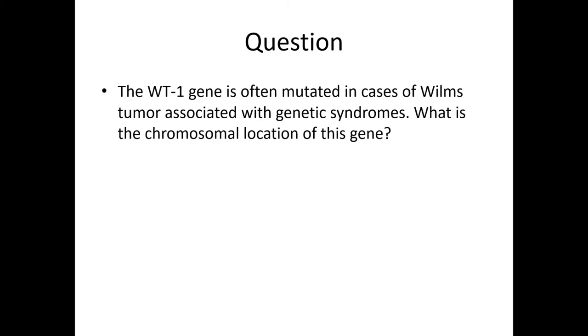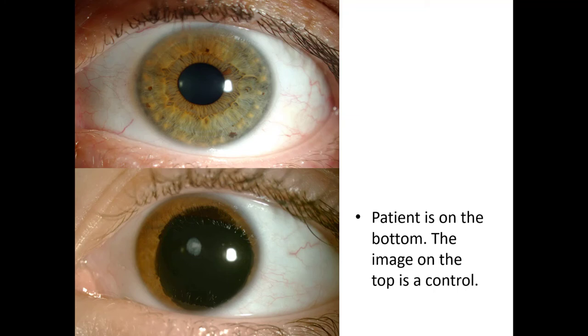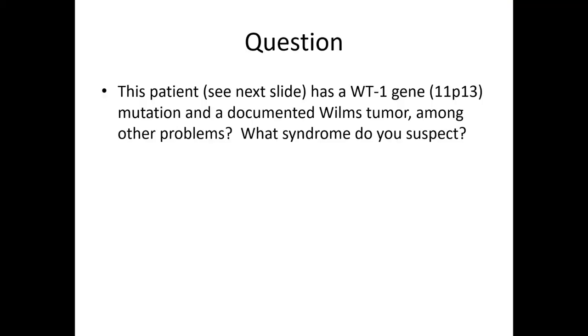What is the chromosomal location of the WT1 gene? It's 11p13. This patient, and I'll show you a picture, has a WT1 gene mutation on 11p13 and a documented Wilms tumor, among other problems. What syndrome do you suspect? So the patient here is on the bottom, and the control patient is on the top. So what syndrome do you suspect?